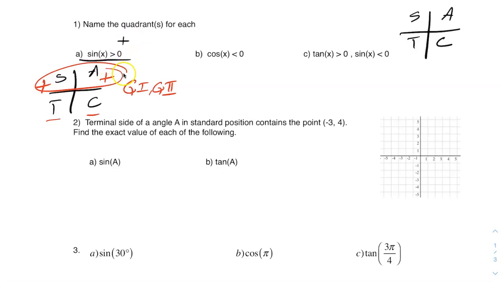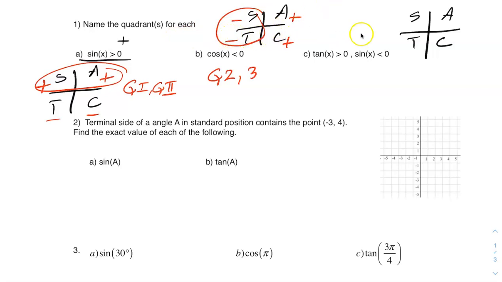Same thing with question 2. Where's cosine negative? All students take calculus. So I always start off with where's cosine positive. Cosine is positive at A because all, and then C for cosine. So it must be negative at the other two, S and T. So cosine is negative at quadrant 2 and quadrant 3. Why did I go from Roman numerals to numbers? No idea.